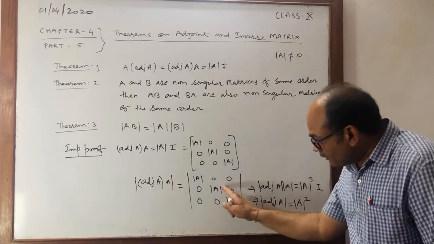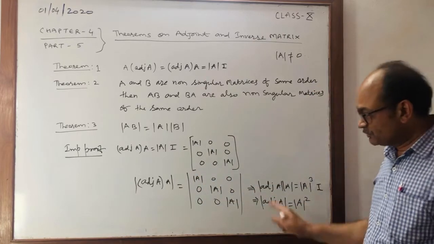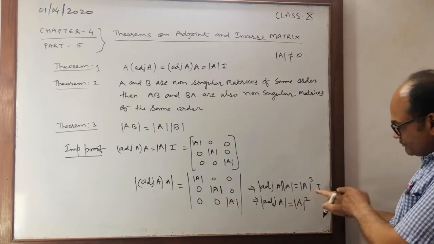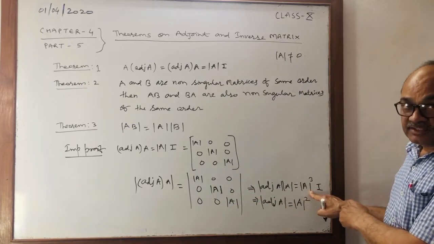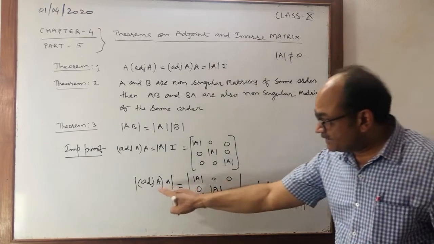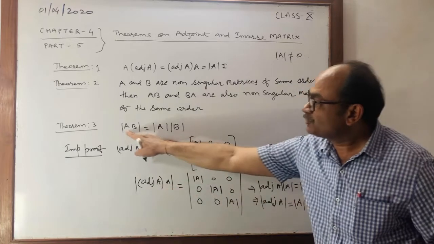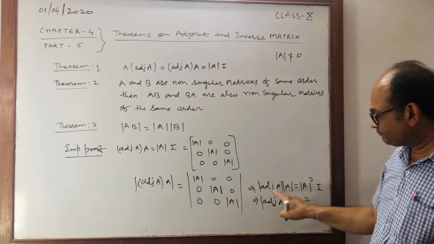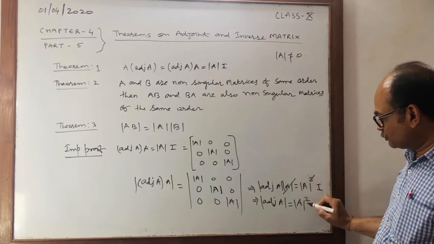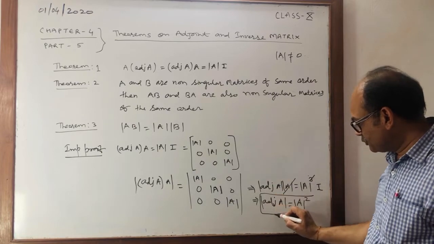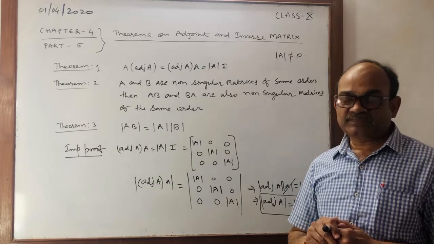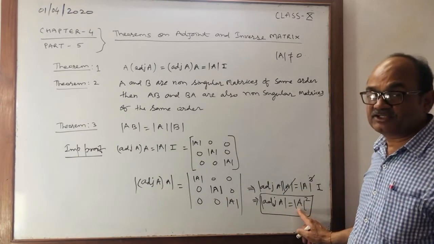Now the first row has determinant A common, the second row the same, and the third row again the same. It means we are getting determinant A cubed into I. This side is adjoint A into A, and we can split it by this theorem into two separate determinants. So one power is cancelled out with this 3, and here it is 2. Most important theorem: whenever we want the determinant value of adjoint A, it is of one less than the order.